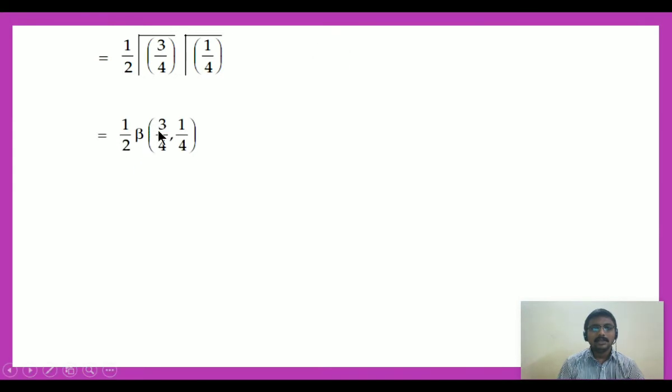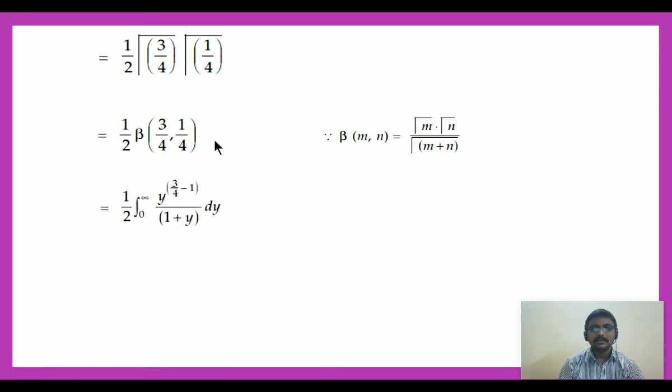So thus we can write half into beta of 3 by 4 comma 1 by 4, because beta of m, n is gamma of m into gamma of n upon gamma of m plus n. Here m is 3 by 4 and n is 1 by 4. So 3 by 4 plus 1 by 4 is 1, gamma 1 is 1. So clearly this expression can be written as beta of 3 by 4, 1 by 4. But we have a formula, that is beta of m, n is integral 0 to infinity y to the power of m minus 1 upon 1 plus y whole power m plus n dy. So just replacing m here, that is 3 by 4.